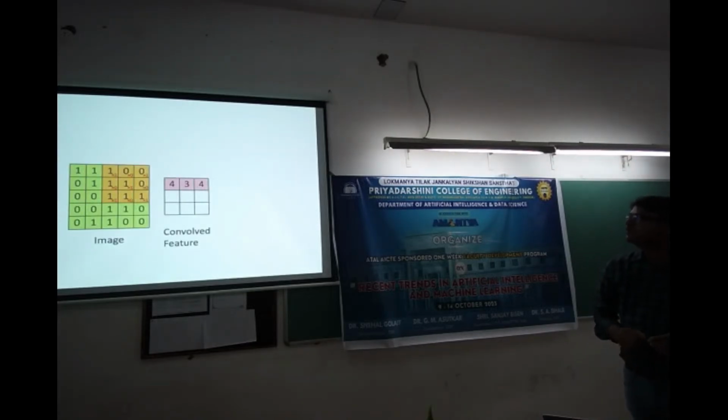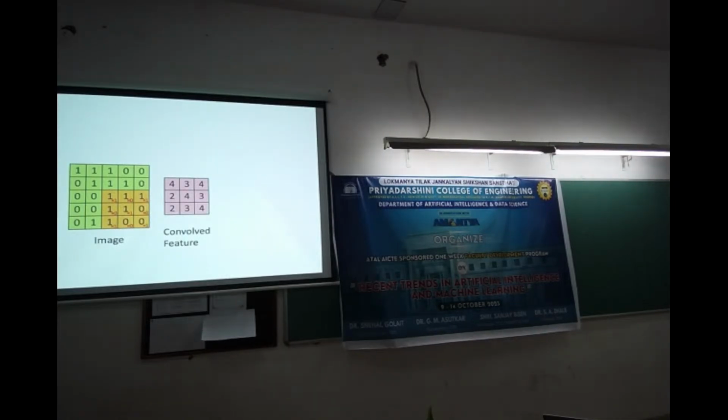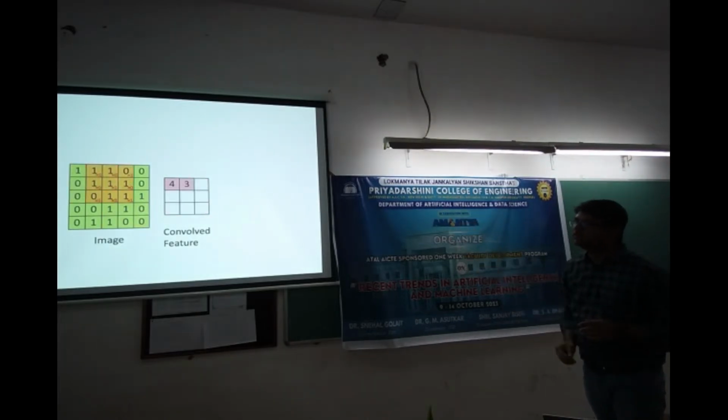So using this animation, we can consider that this input is provided to us. The size of that input is 5 cross 5, and the filter is revolving over that input. The filter size is 3 cross 3. Filter size is nothing but the weight matrix that we are providing. We are performing element-wise multiplication, and then finally this output feature map is generated. This 4, 3, 4 like this.